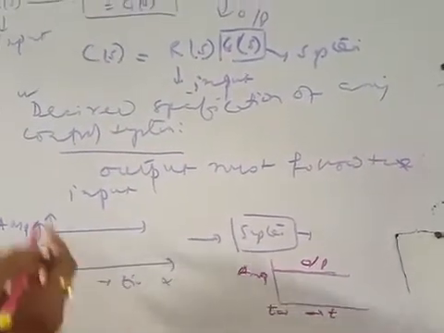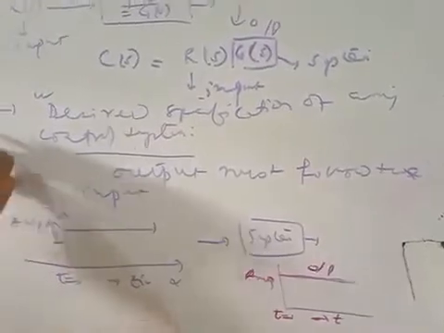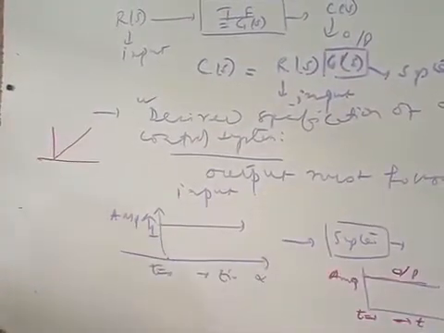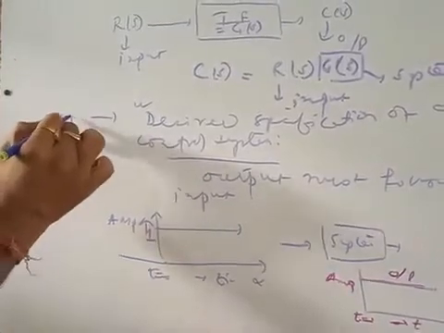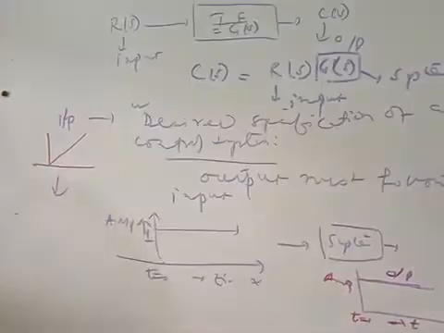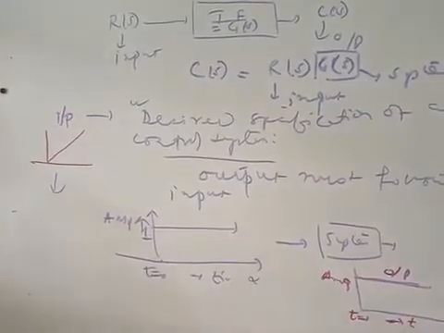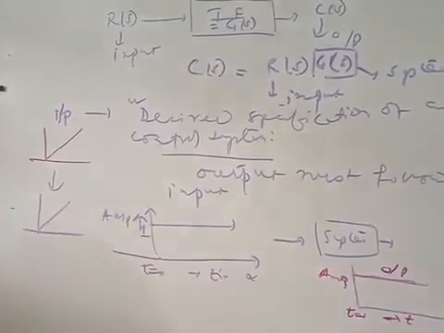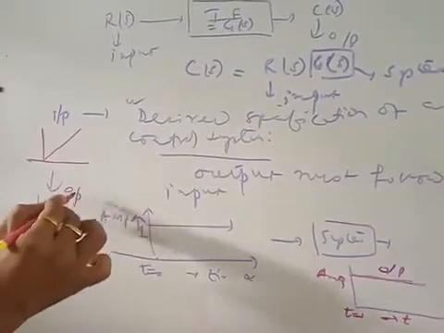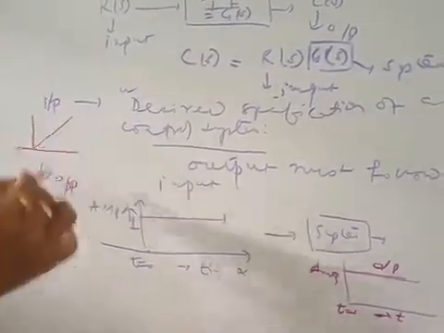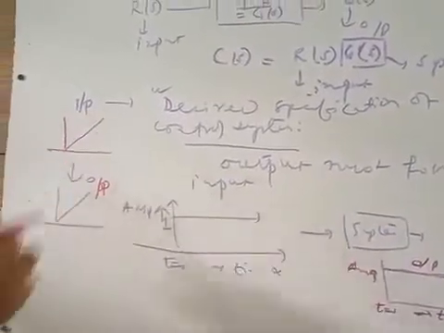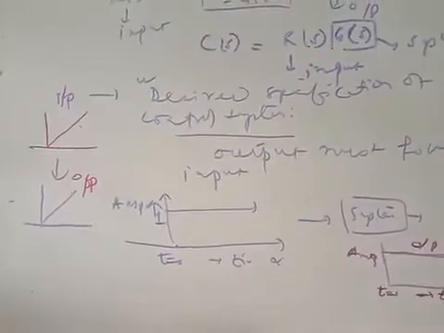Say the input may not be like this, the input may be this. If this is your input, then the output corresponding to this should be like this. This should be your output, but actually the output is not following in the similar fashion. There is a certain difference, and how this difference is obtained, we will show mathematically.